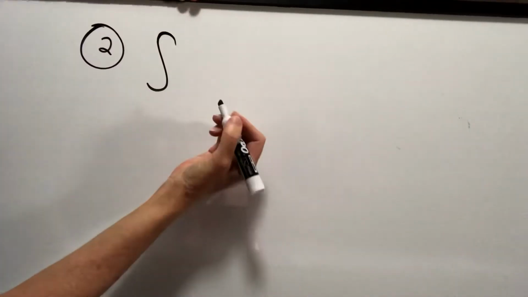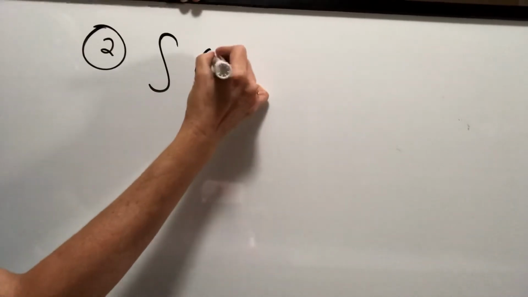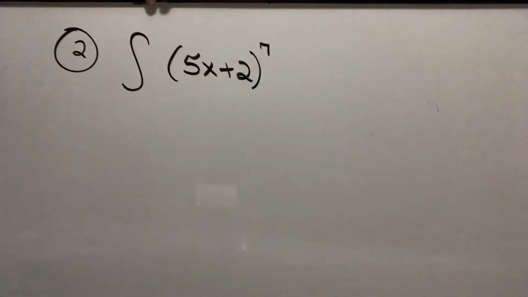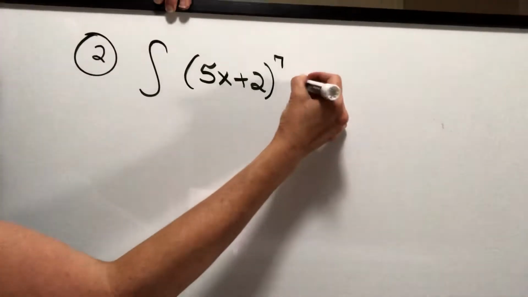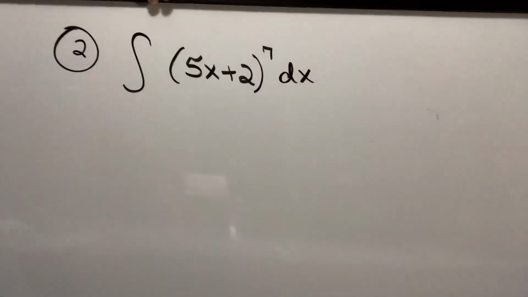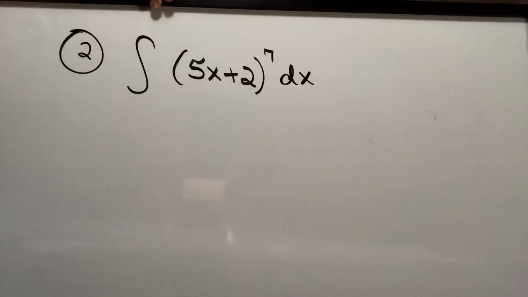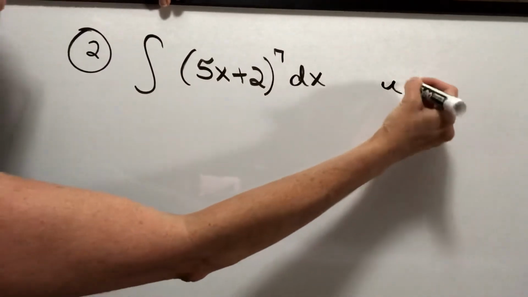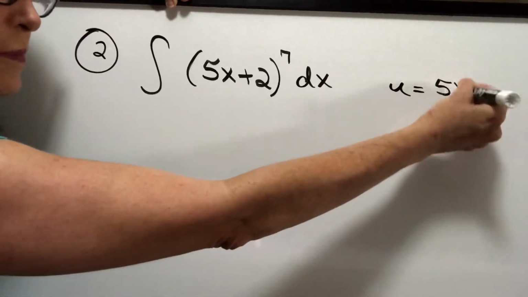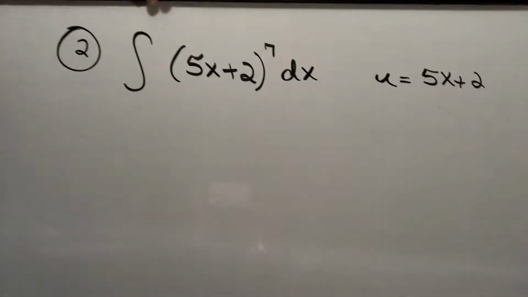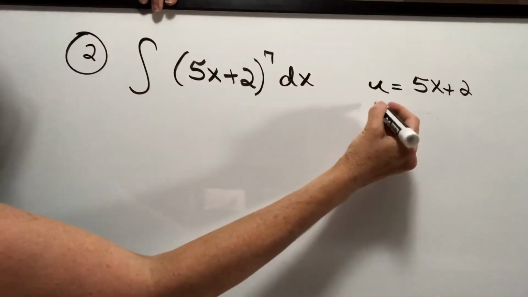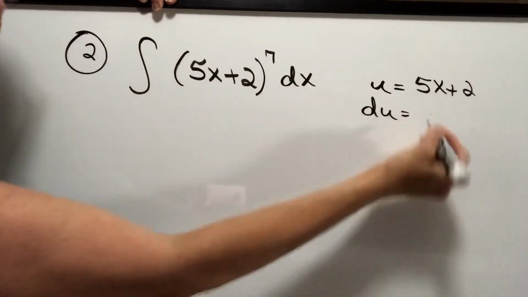So for number 2, we've got an indefinite integral, and this time it's 5x plus 2 raised to the 7th power, dx. Okay, we're going to do what is called u substitution again. So I'm going to take whatever's in the parentheses here and call that u. So u will be 5x plus 2. Now I'm going to take the derivative of that. So the derivative of u, you'll put du.